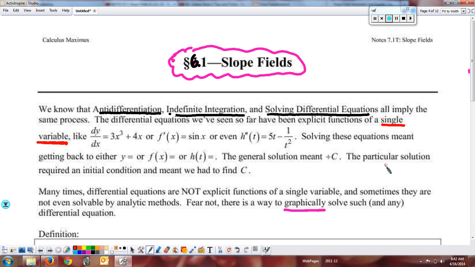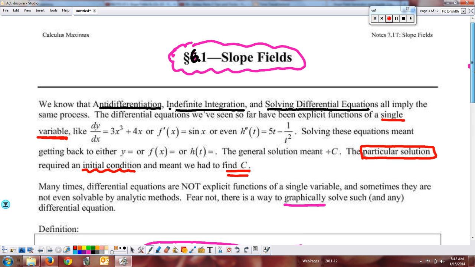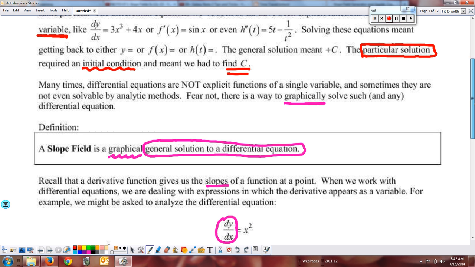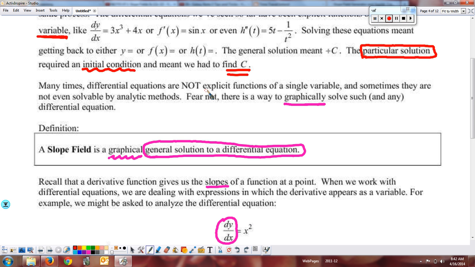Okay, and then if we wanted a particular solution to the differential equation, we had to have some type of initial condition, and you had to find C using that initial condition. Now, we're going to look at some differential equations that are not necessarily explicit functions of a single variable. And there are also going to be some differential equations that we cannot solve by analytic methods.